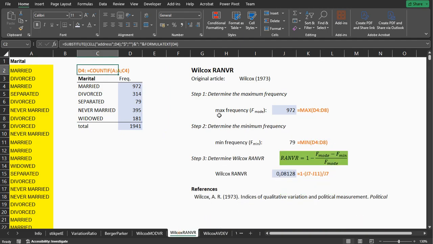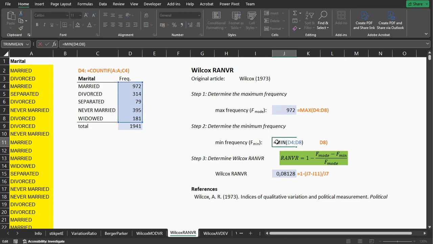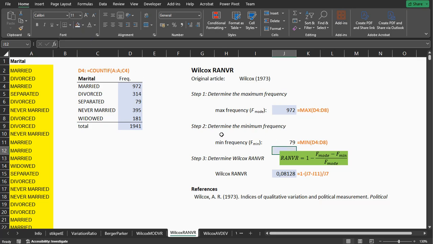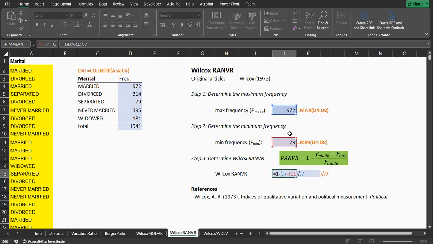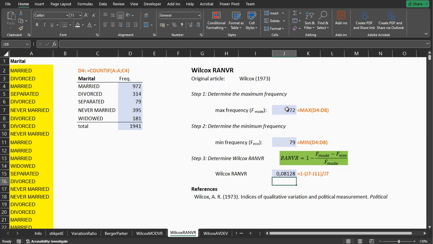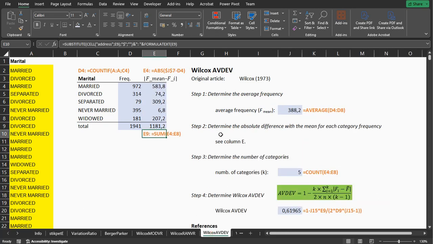Wilcox also did a range, so again the maximum. Then we also need the minimum, so the minimum of these. I forgot to make that one nicely in the blue color. And then it's simply the difference between these two divided over the mode, and then subtract this from 1.